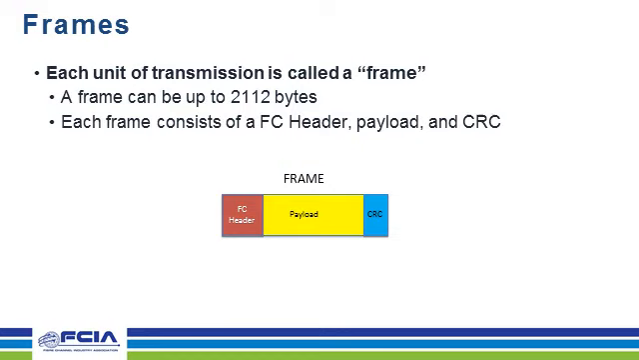So a single frame can be up to 2112 bytes, and it contains a Fibre Channel header, a payload, and a CRC. And the CRC provides a data integrity check on the header and the payload. If anything is corrupted in either the header or payload, the CRC will detect that, and the frame can be discarded.